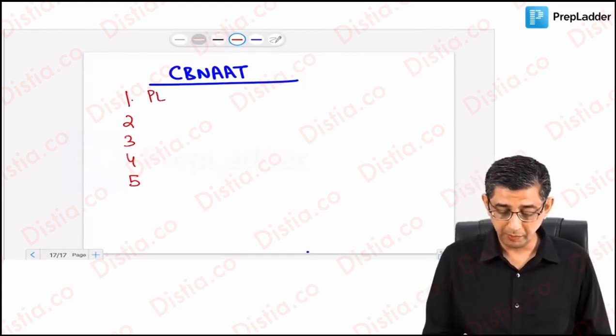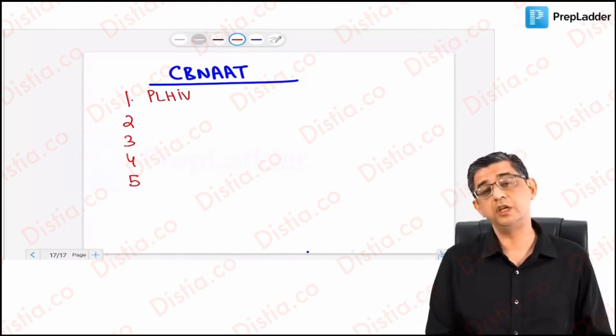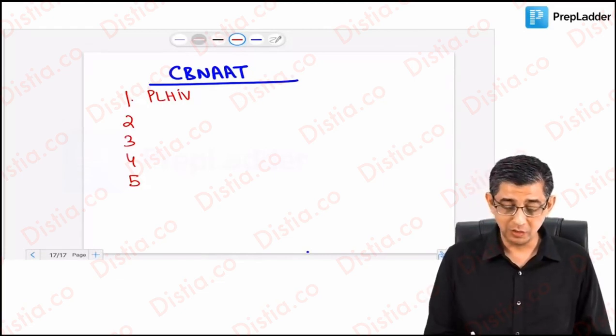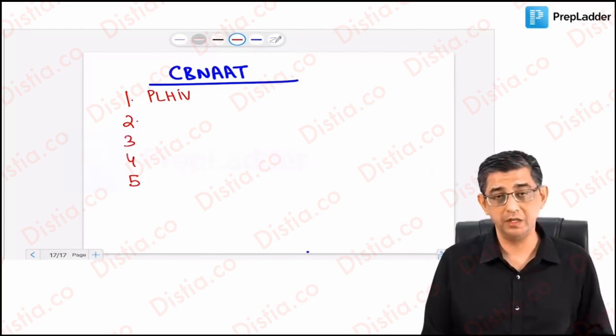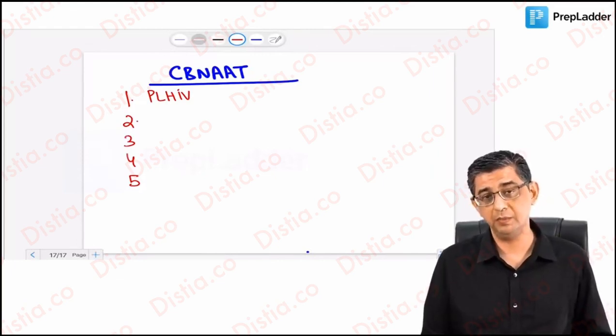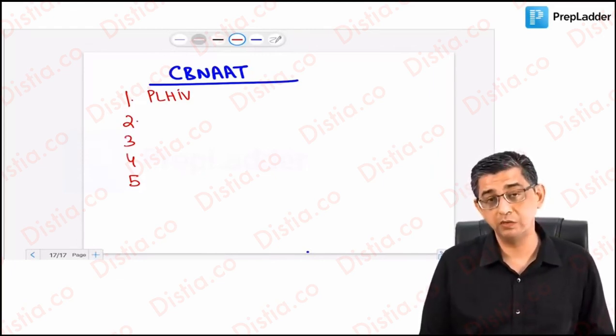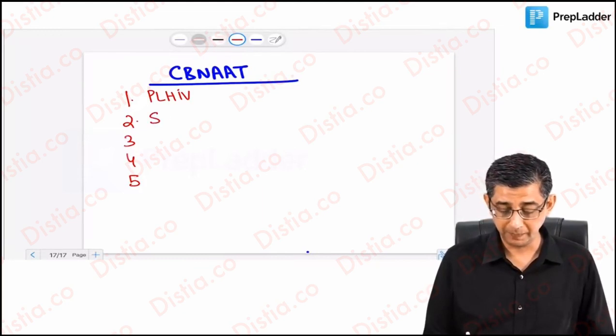The first scenario would be a person living with HIV. He's deteriorating, he's having a lung disease. So I would definitely like to do this test. Obviously, if the CD4 count decreases further, then even opportunistic infections will come in. But tuberculosis is one of the early ones, especially common in our country.